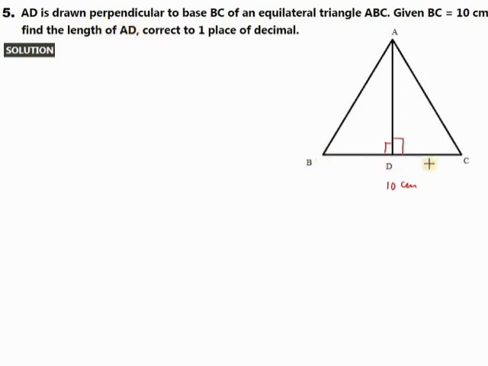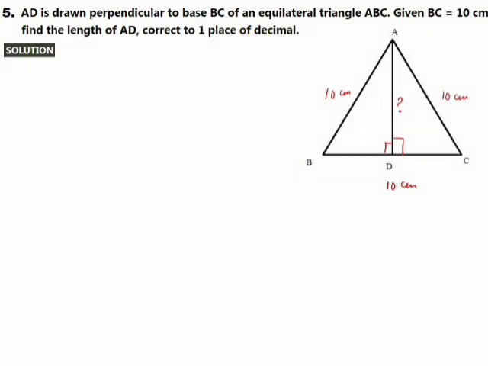Now BC is 10 centimeter. What does this mean? This means that one of the sides is given to be 10 centimeter, and since this is an equilateral triangle, this also becomes 10 centimeter and this also becomes 10 centimeter. Now you need to find the length of AD, correct to 1 decimal place. Let's see how to do this problem now.